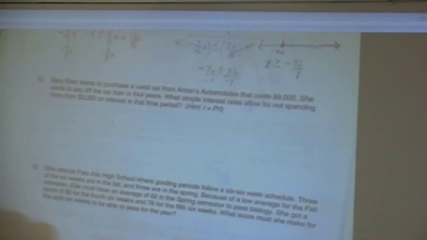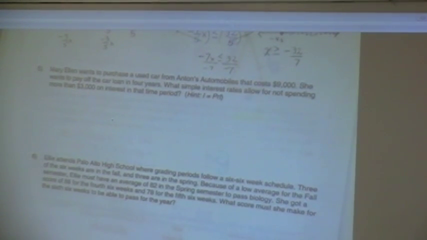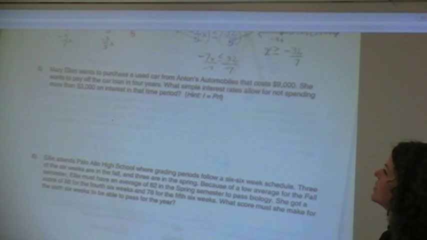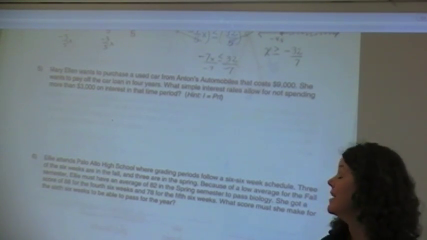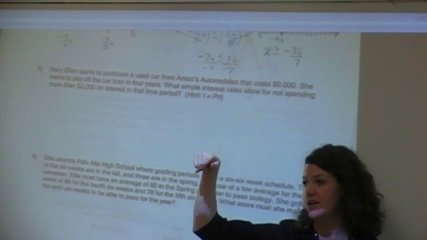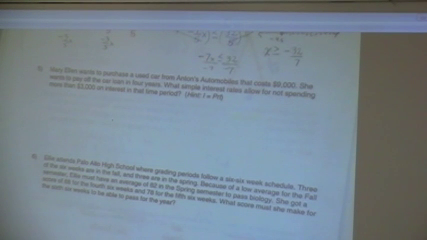Next. Mary Ellen wants to purchase a used car from Anton's Automobiles that costs $9,000. She wants to pay off the car loan in 4 years. What simple interest rates allow for not spending more than $3,000 on interest in the time period? This formula right here is a formula for simple interest. I don't know where that gets introduced to you guys, but we kind of just go like y'all already know what it is. But real quick reminder in case you don't remember.